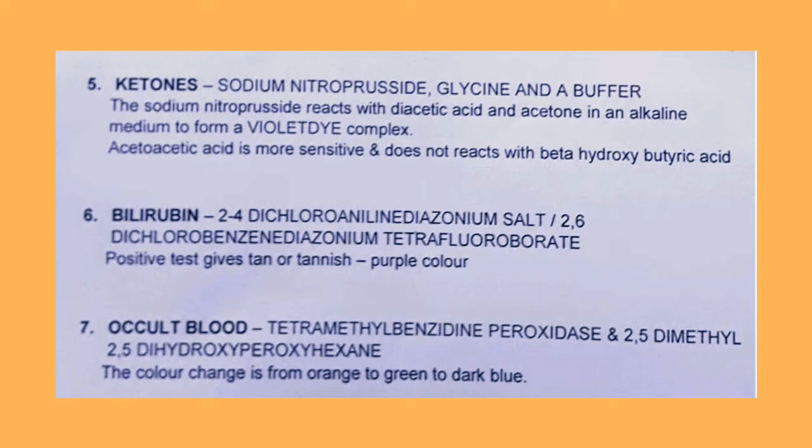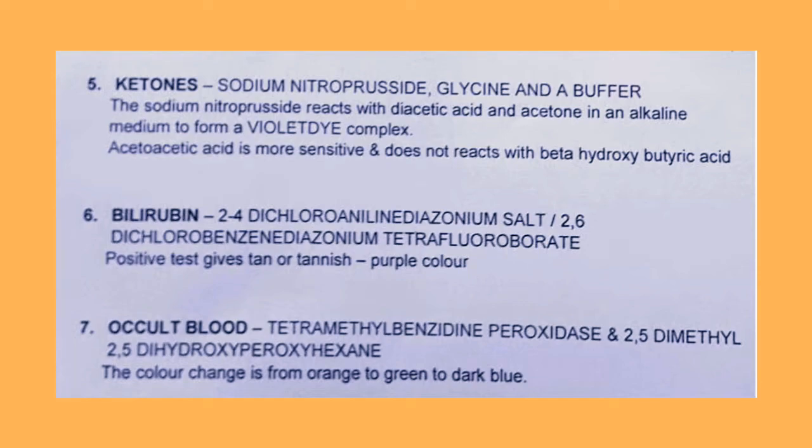For ketones: sodium nitroprusside, glycine and a buffer. The sodium nitroprusside reacts with diacetic acid and acetone in an alkaline medium to form a violet dye complex. Acetoacetic acid is more sensitive and does not react with beta hydroxybutyric acid. For bilirubin, 2,4-dichloroaniline diazonium salt or 2,6-dichlorobenzene diazonium tetrafluoroborate is used. A positive test gives tan or tannish purple.